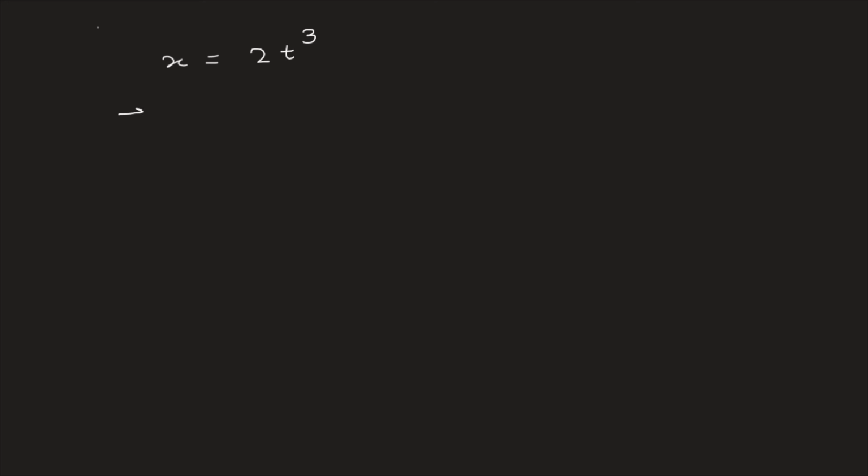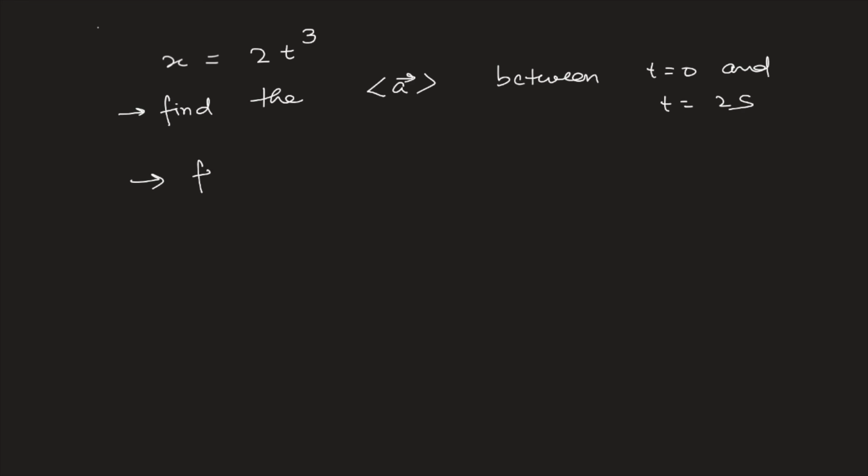And someone asks you to find the average acceleration between t equals 0 and t equals 2 seconds. And the second question is to find the acceleration at, not between, because if you want to find instantaneous acceleration, there will be just one instant of time. So find the instantaneous acceleration at t equals 2 seconds. So this is the main difference between the two things I want you to understand.